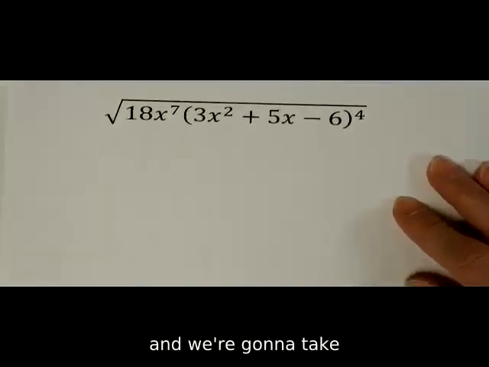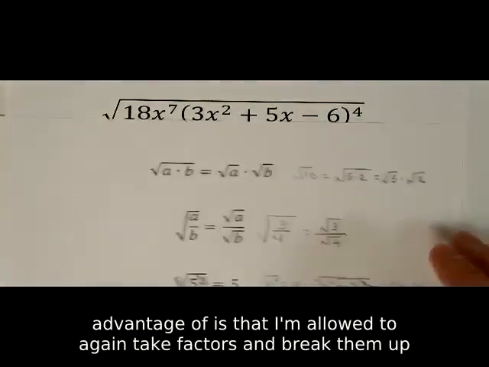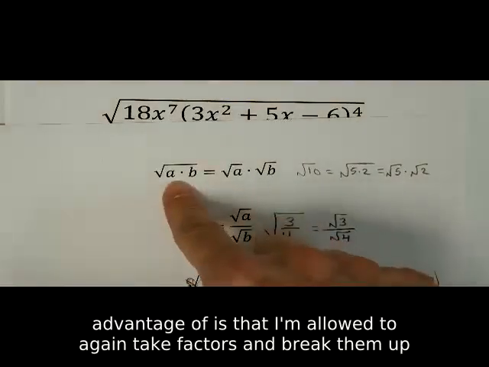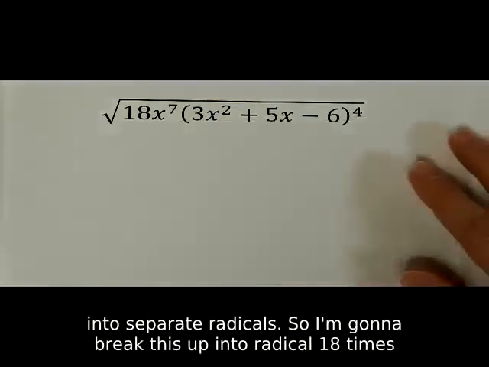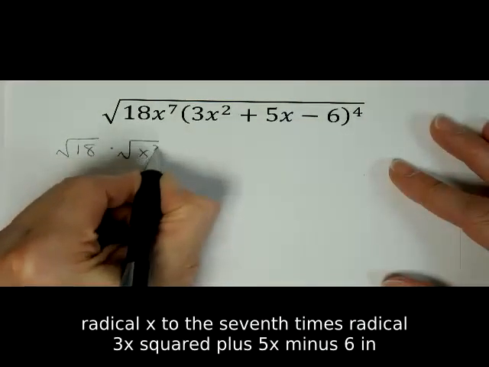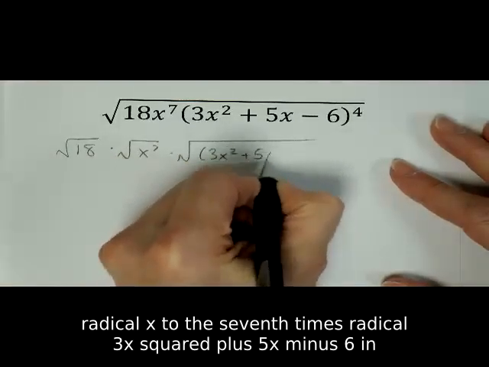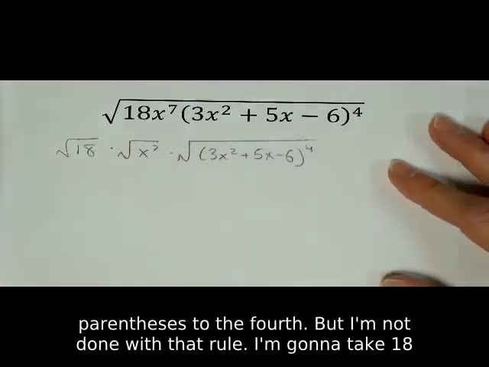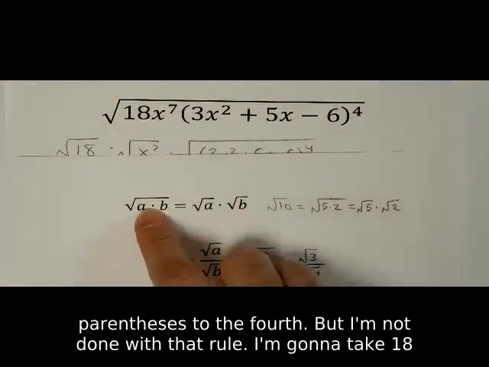Then the last thing I want to look at is this crazy problem right here. And we're going to take advantage of all the rules that we got. So my first rule that I'm going to take advantage of is that I'm allowed to, again, take factors and break them up into separate radicals. So I'm going to break this up into radical 18 times radical x to the 7th times radical 3x squared plus 5x minus 6 in parentheses to the 4th. But I'm not done with that rule. I'm going to take 18 and I'm going to break it up.